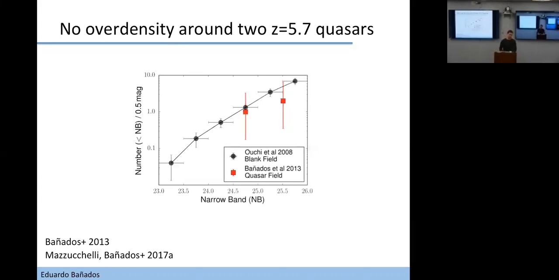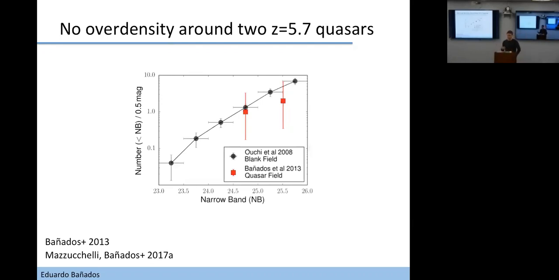People have done this at redshift 3.1, 2.1, but it was the first time done on a quasar at redshift 5.7. And there's a simple reason for that. The sky in the near infrared is very bright, and there are only certain wavelengths where you can put a narrow band filter and do this. And until recently, there were no quasars known at that specific redshift.